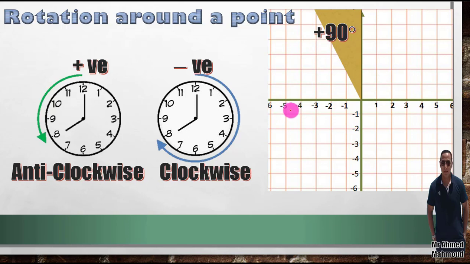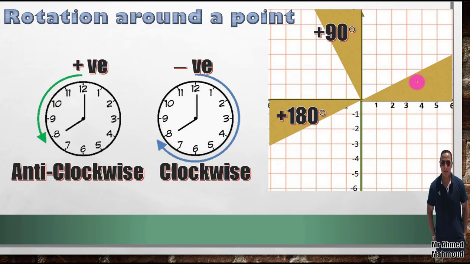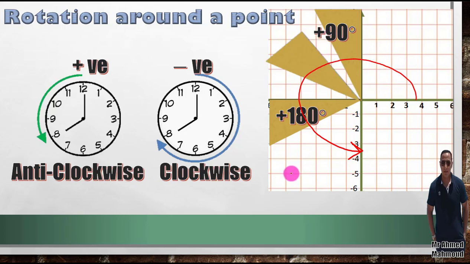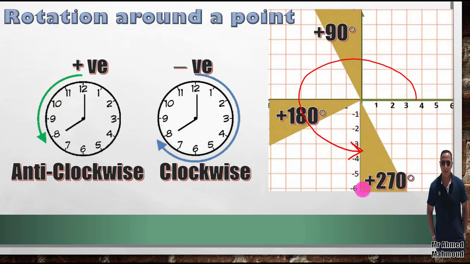Also, if we have another triangle like this and I need to turn this triangle by this angle, 180 degrees, the rotation will be like this, and it's also positive because this is anti-clockwise. Also, if we have a triangle like this and I need to turn this triangle by this angle equal to 270 degrees, the rotation will be like this. As you see, this rotation is called 270 degrees, and also it is positive because it is anti-clockwise.